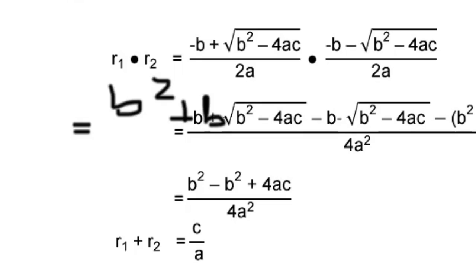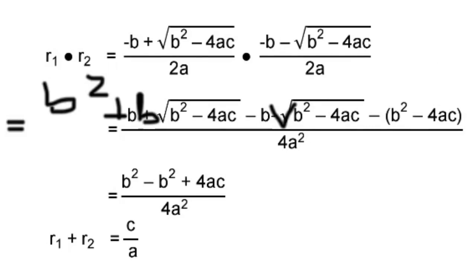Then the square root of b squared minus 4ac times negative b is negative b times the square root of b squared minus 4ac. Then the square root of b squared minus 4ac times negative square root of b squared minus 4ac gives negative b squared minus 4ac. Then over 2a times 2a is 4a squared. So you have b squared, then b times the square root of b squared minus 4ac minus b times the square root of b squared minus 4ac is 0. Then the negative of b squared minus 4ac is negative b squared plus 4ac.